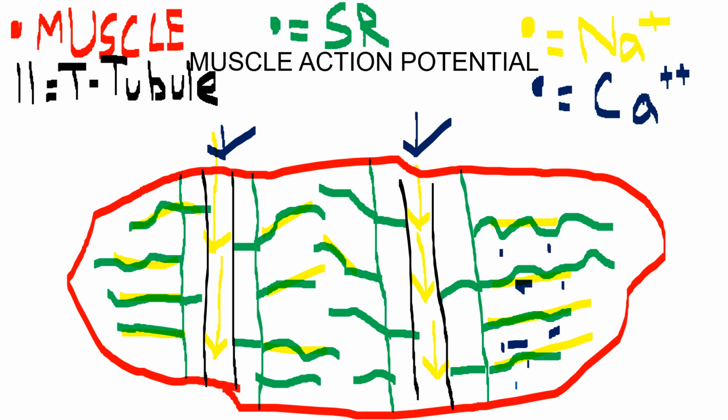So I'm just going to do this for a second. Calcium ions are flooding the entire sarcoplasm, all the cytoplasm inside of the muscle cell, just floating around everywhere. Calcium, calcium, calcium. Blue dots everywhere.